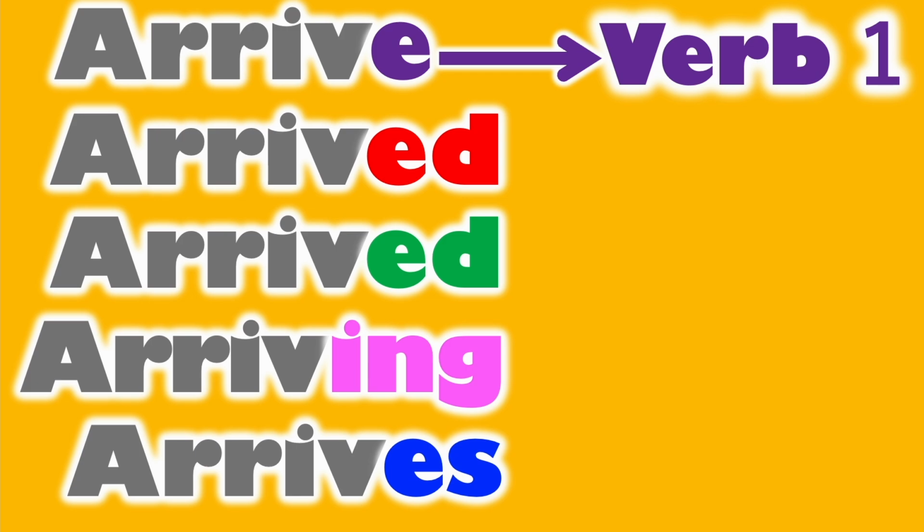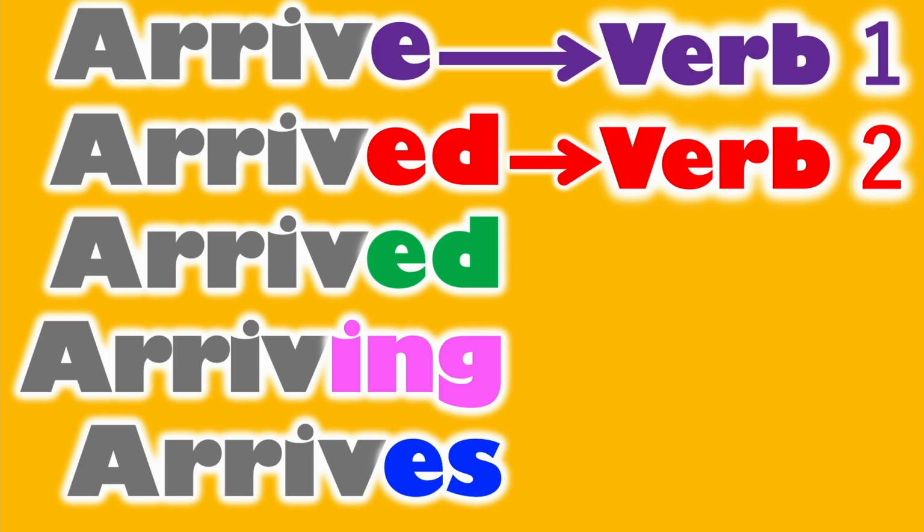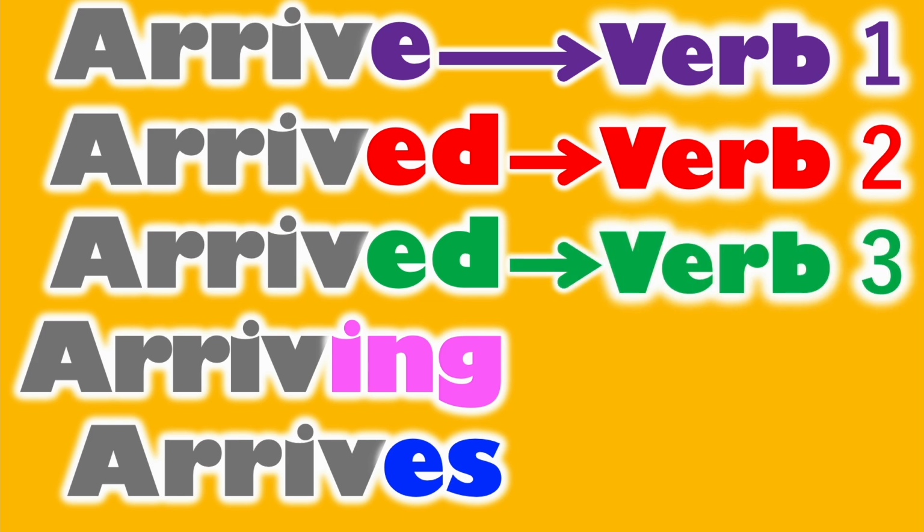But let's move on to our red one. Arrived with the ed, that's verb 2. That's the past tense form. The ed ending tells us it's verb 2. But remember, verb 2 and verb 3 are twins. So verb 3, ed, also. Verb 2 and verb 3, many times, both of them using ed.